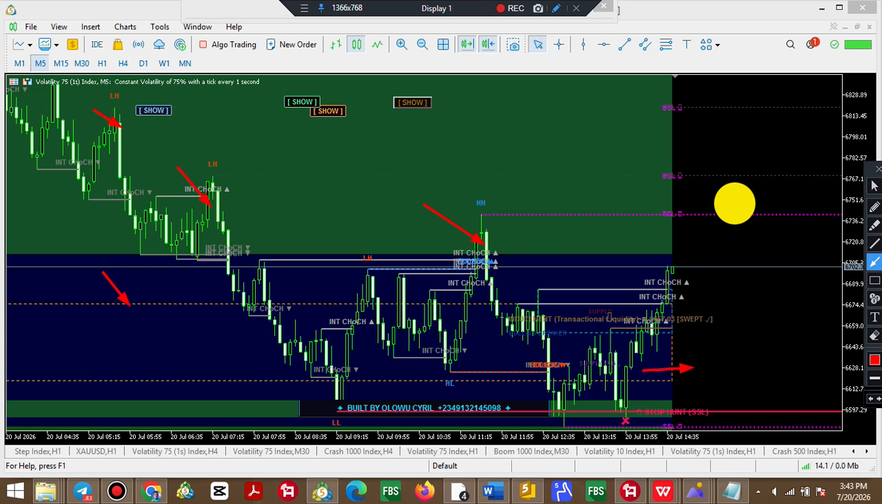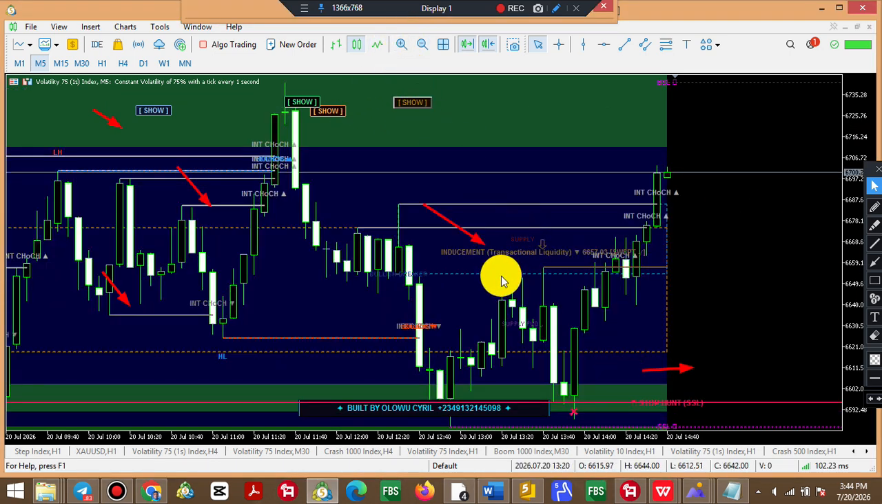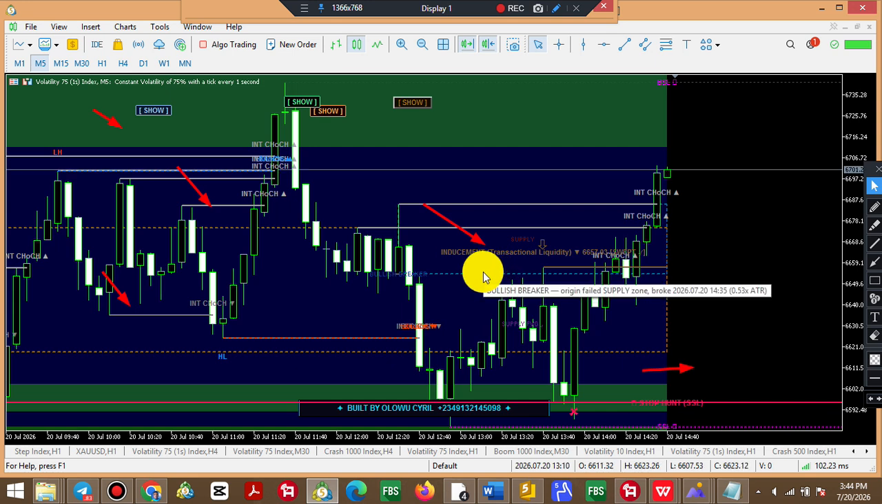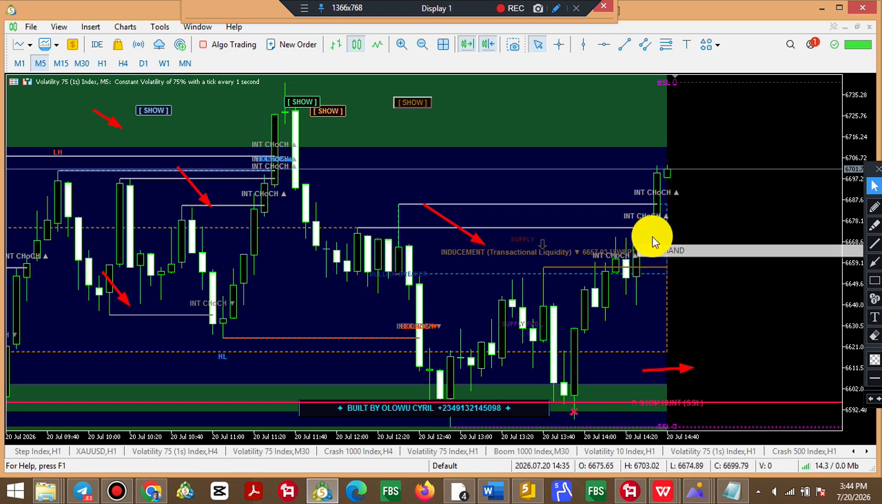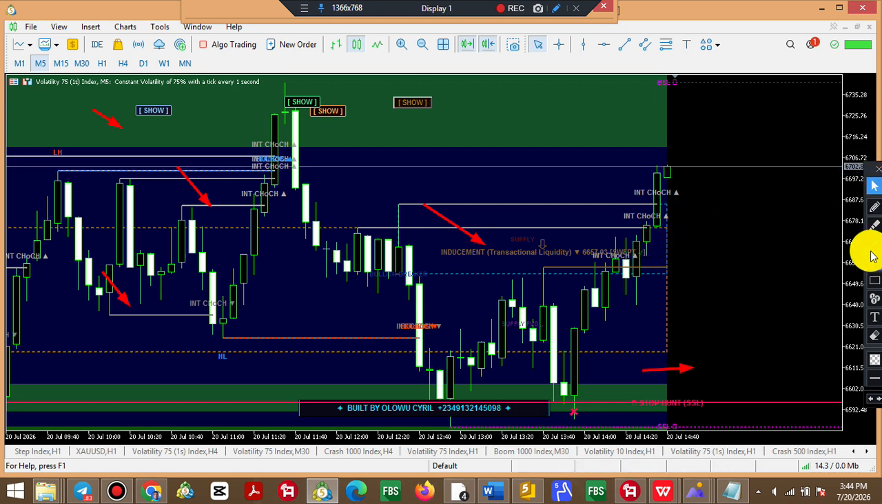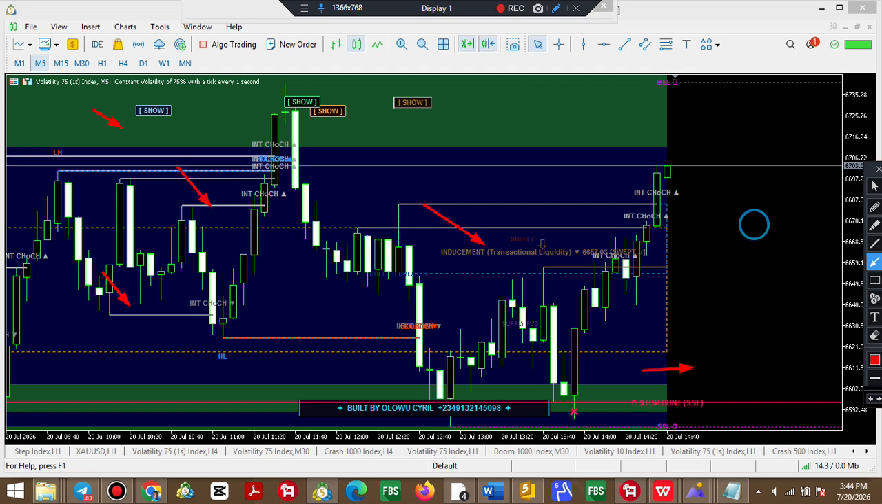So for those of you who have this system, I believe you understand what I'm saying. Now, if you look, it has created a breaker block for us. It might not be visible, let me zoom out a bit. Now, you see inside this point, it has created a breaker block, because price has closed above there. So we'll be expecting a retracement into that zone.